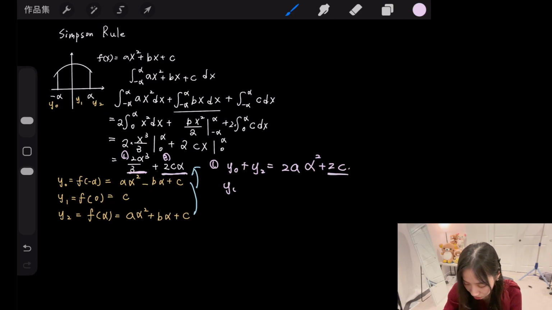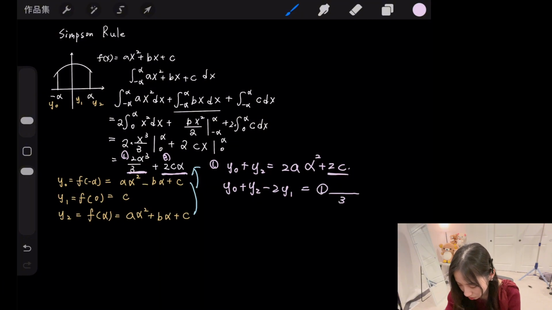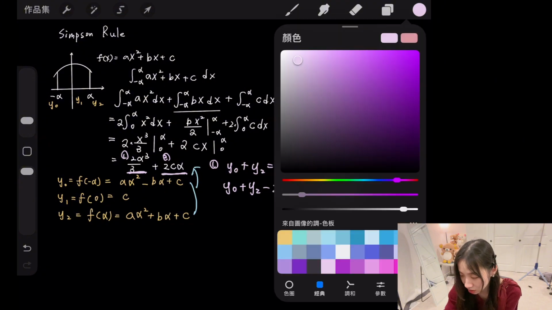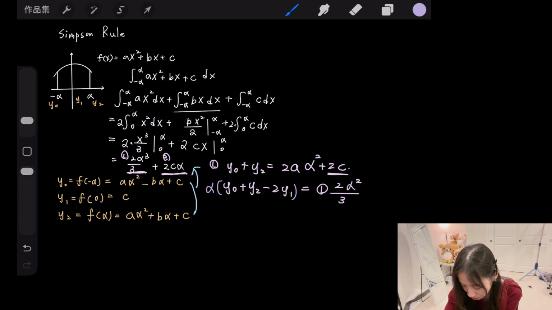But this one is too much, so we can write it down like y sub 0 plus y sub 2 minus 2y1, which is 2c. And this will be your first part, which is 2 times alpha to the power of 2. And because here is to the power of 2, then let's just let it times alpha, okay? Times alpha. So this will be exactly the same like your first value.